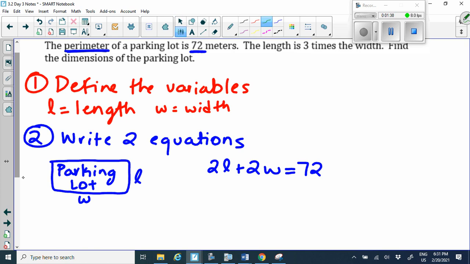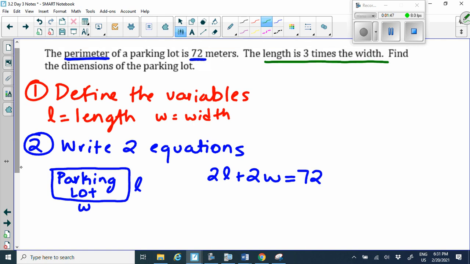Now my second equation is going to come from this second sentence. Okay, so we're going to go off of what we did in the last example. So it says length, so I'm going to use L, okay? And it says is. Remember, is represents equal. So I have L equals. Now it says 3 times the width. Well, we have times, that represents multiplication, right? Because like if we say 3 times 1, that's 3. We're multiplying. So we have 3 times the width. We're going to do 3 multiplication, so times our W, okay?